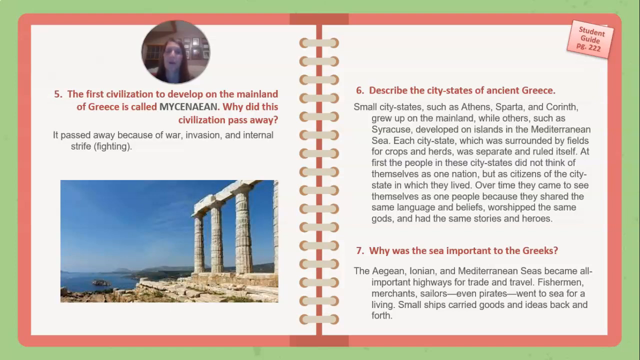Question number 7. Why was the sea important to the Greeks? The Aegean, Ionian, and Mediterranean seas became all-important highways for trade and travel. Fishermen, merchants, sailors, even pirates went to sea for a living. Small ships carried goods and ideas back and forth.